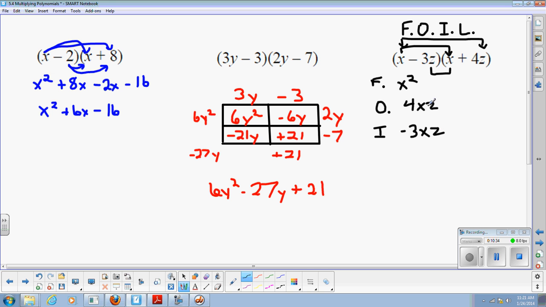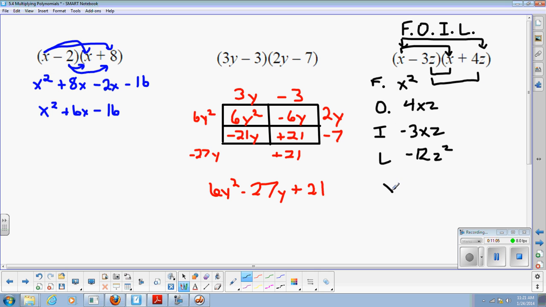And I wrote these in alphabetical order. Most of the time when we do our multiplying with our variables, we will write them in alphabetical order. Last, L stands for last. So now I multiply negative 3z times 4z. And that will give me a negative 12z squared. So I have first, x, first terms, outside, inside, and last.